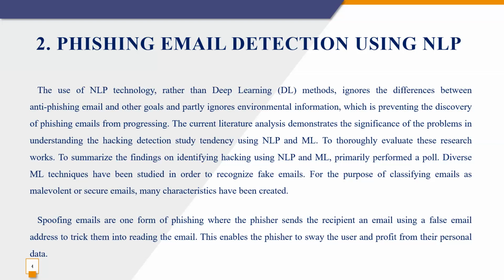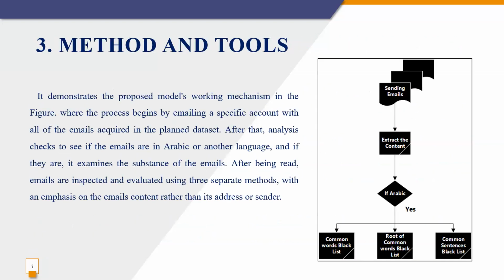To thoroughly evaluate this research work, to summarize the findings of identifying hacking using NLP and machine learning, primarily performing upon diverse machine learning techniques have been studied in order to recognize fake emails. For the purpose of classifying emails as malevolent or secure emails, many characteristics have been created. Spoofing emails are one form of phishing where the phisher sends the recipient an email using false email addresses to trick them into reading the email. This enables the phisher to sway the user and pervert from their personal data.